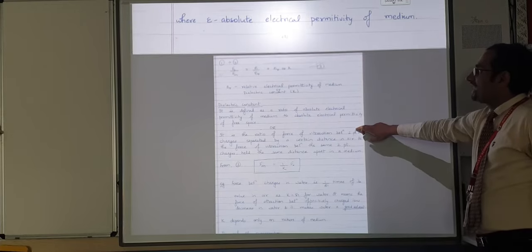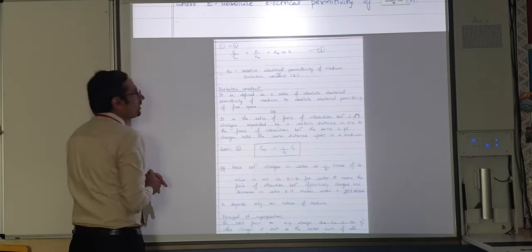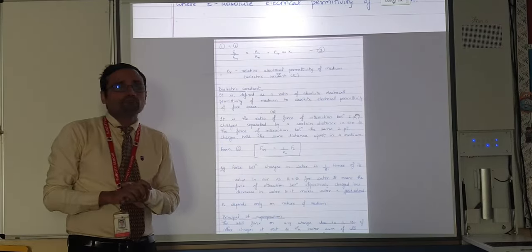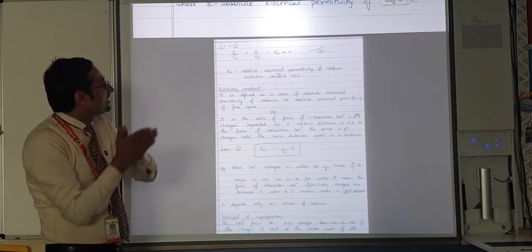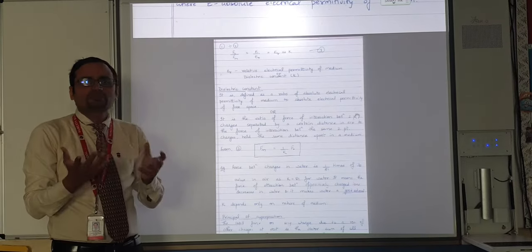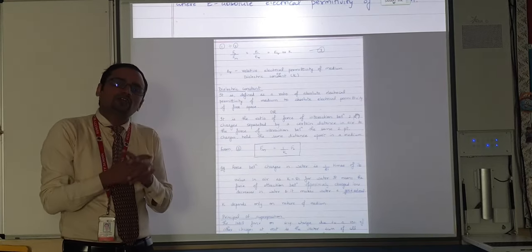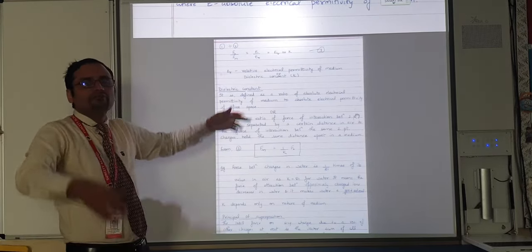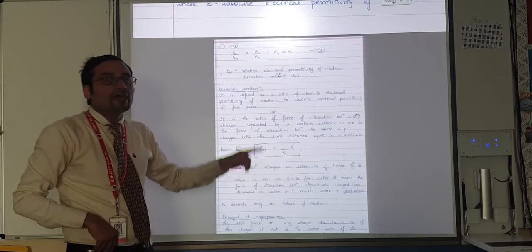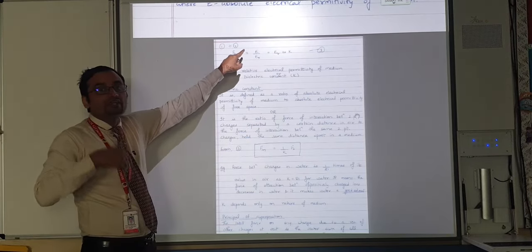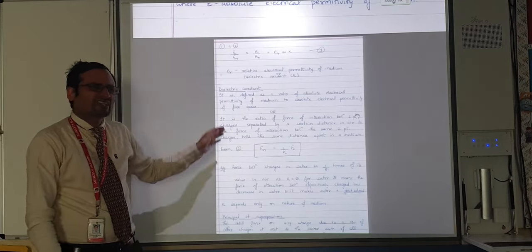So F0 by Fm comes out as epsilon by epsilon naught, or we can represent it by epsilon r, or K, capital K. This K is called the dielectric constant. You must be wondering, what is this dielectric constant? You have just derived it, but what is it? So from this what we have derived, let us define it. So dielectric constant is the ratio of the absolute electrical permittivity of a medium to the absolute electrical permittivity of free space. Let's have another definition.